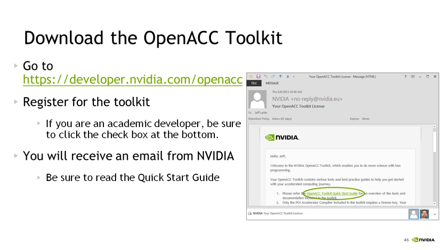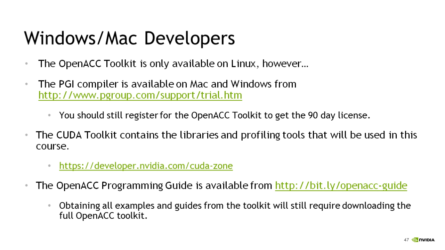Now I do need to note, again, this is only available on Linux. However, all of the parts are available to you on Windows and Mac. The toolkit itself is a single package, single install. If you're on Windows and Mac, you have to take a little extra step. The Portland Group compiler is available on Mac and Windows, and here's the link to where to get it. Definitely still register for the OpenACC toolkit, because the license file we send you will work on Windows and Mac, so you'll still get the 90-day trial.